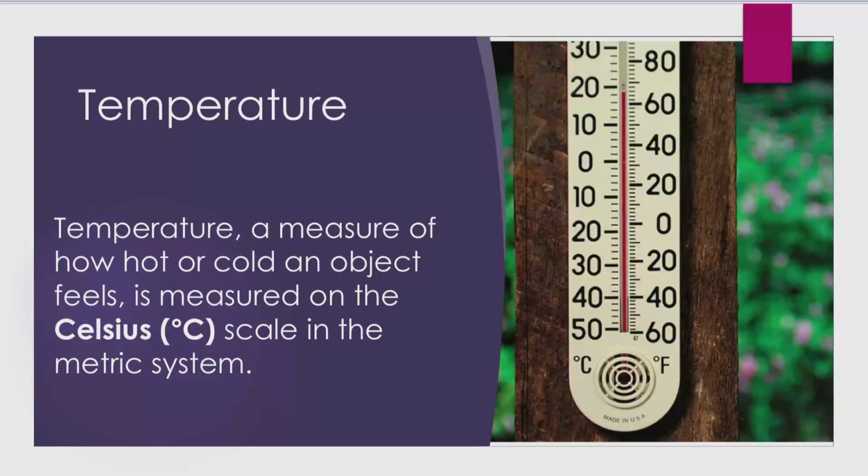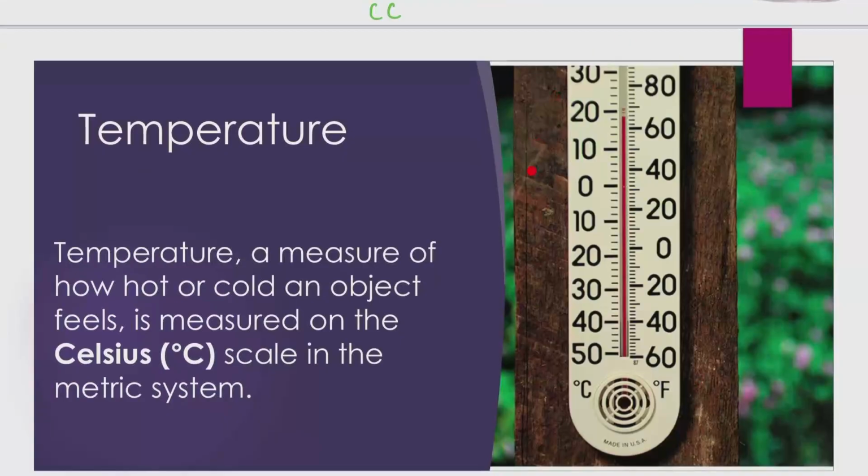We also have temperature. Temperature is a measure of how hot or cold an object feels. Is it hot? Is it cold? And we measure this with the Celsius scale in the metric system. Sometimes you'll also hear about the Kelvin system. Kelvin is just an offset Celsius. So we're going to think about the Celsius system.